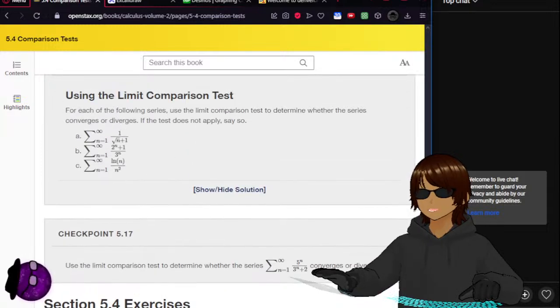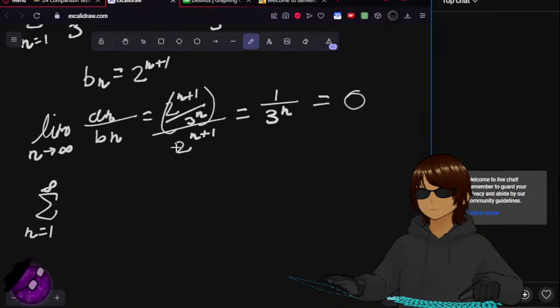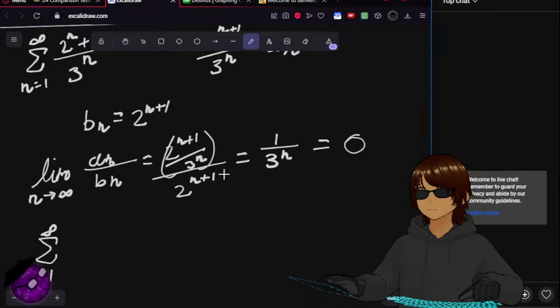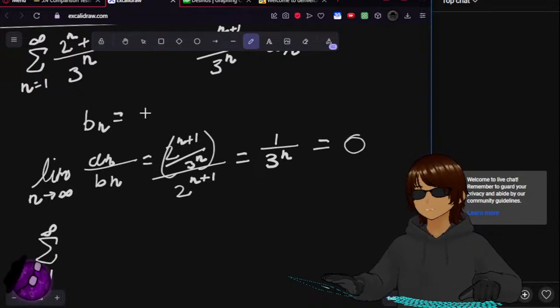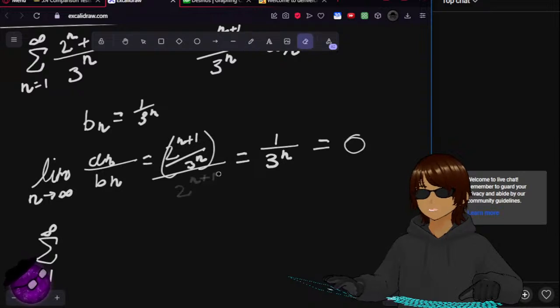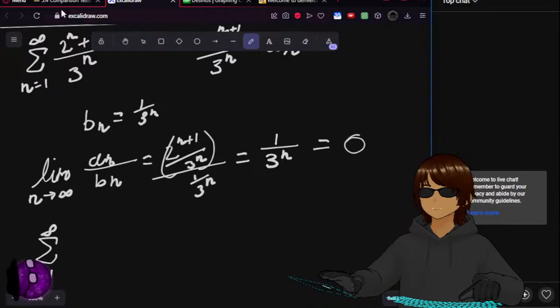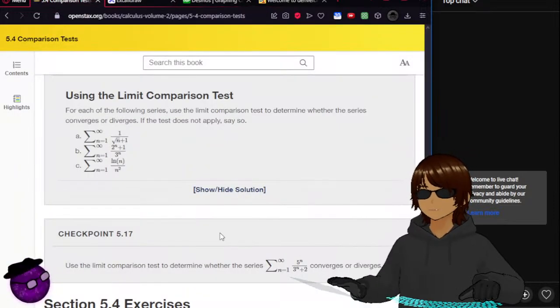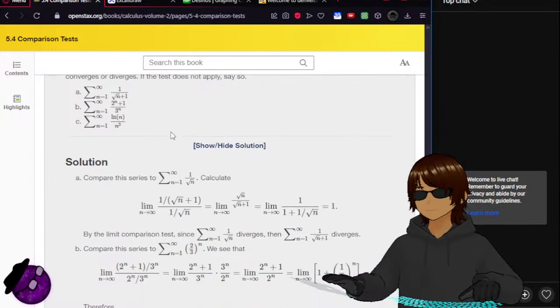If the test does not apply, then say so. Let's try bn 1 over 3n. This would be... but then bn doesn't diverge. I think the test doesn't apply maybe, or maybe there's something I'm missing.